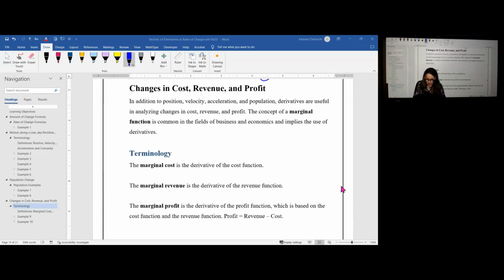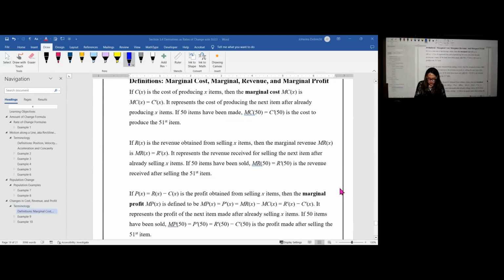Now, what exactly does that mean in terms of what you're doing? If we let C of x represent the cost of producing x items, say 50, the marginal cost, MC of x, is given by the derivative of the cost function. It represents the cost of producing the next item after having already produced x. So the marginal cost of 50 is actually the cost of producing the 51st item.